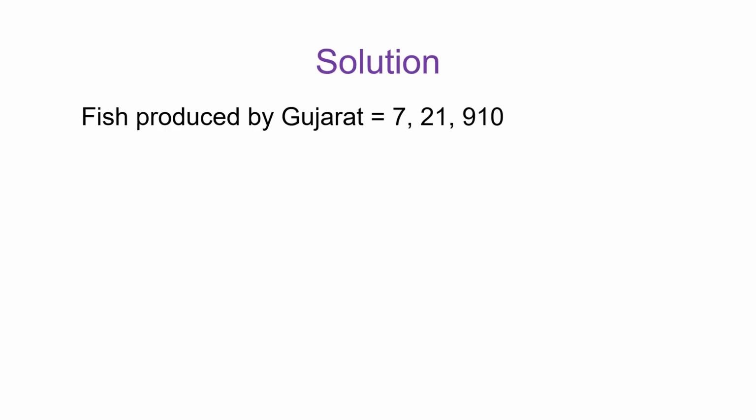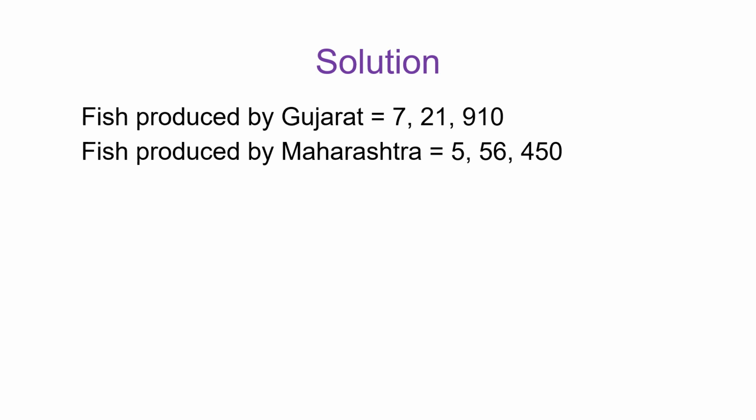Fish produced by Gujarat: 7,21,910. Fish produced by Maharashtra: 5,56,450. Here, how much more means we have to subtract the smaller number from the larger number. Here the larger number is 7,21,910. Below that write the smaller number. Arrange these two numbers in a column as shown here.